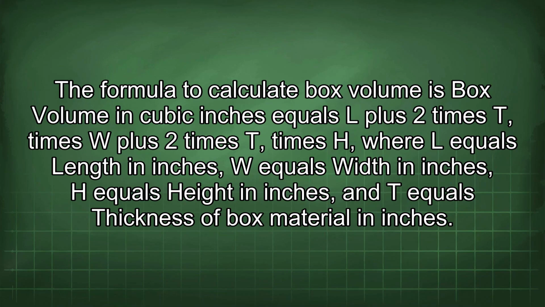The formula to calculate box volume is: box volume in cubic inches equals (L plus 2 times T) times (W plus 2 times T) times (H plus 2 times T), where L equals length in inches, W equals width in inches, H equals height in inches, and T equals thickness of box material in inches.